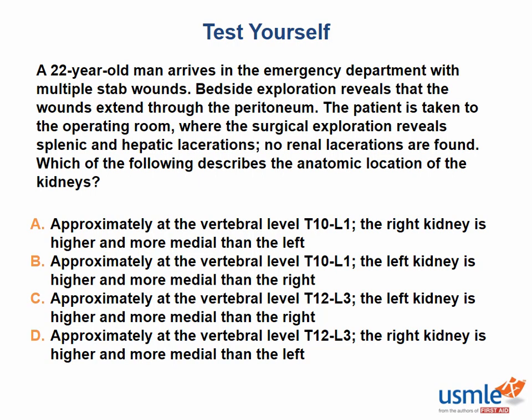A. Approximately at the vertebral level T10 through L1. The right kidney is higher and more medial than the left. B. Approximately at the vertebral level T10 through L1. The left kidney is higher and more medial than the right. C. Approximately at the vertebral level T12 through L3. The left kidney is higher and more medial than the right. Or D. Approximately at the vertebral level T12 through L3. The right kidney is higher and more medial than the left.